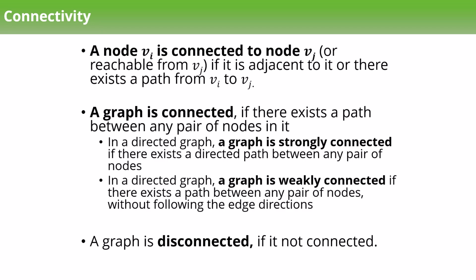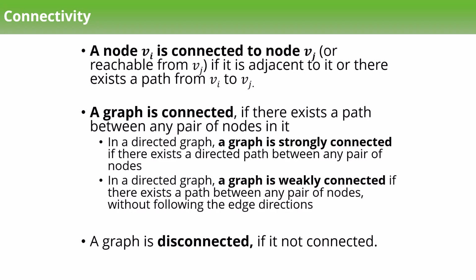Hello dear students. So the next relationship in the graph is connectivity. A graph is connected if every node can reach every other node. Example, every student in a class can communicate with every other student. So the graph is connected if there exists a path between any pair of nodes.